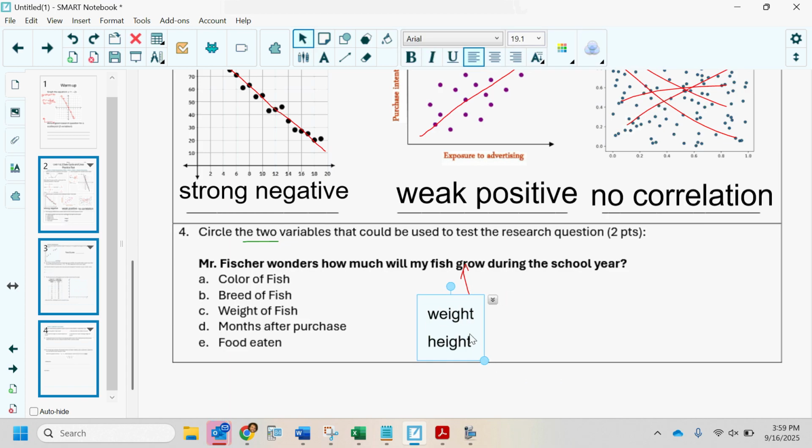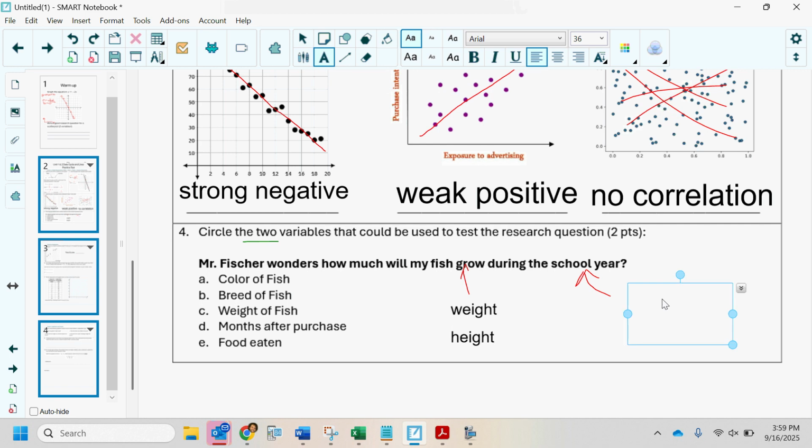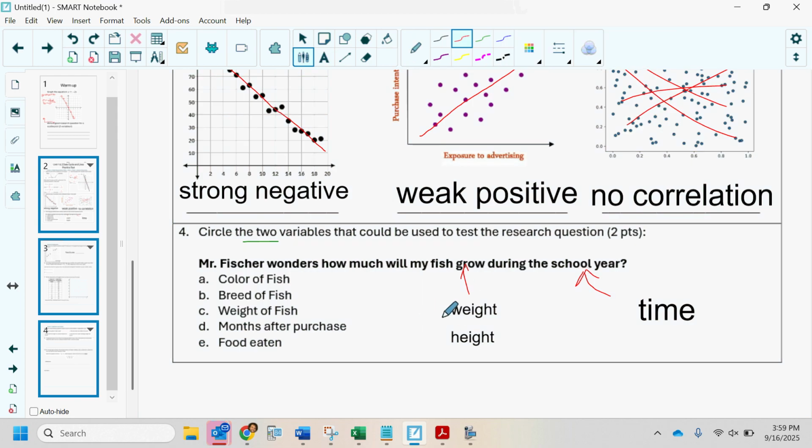Weight and height. And then the other thing that we're testing is during the school year, which is a measure of time. So we want to find the two variables that represent either a weight or a height, something that grows, and then a time. So color of fish, that's categorical, so we don't want that. Breed of fish, like goldfish or some other type of fish, we don't want that either.